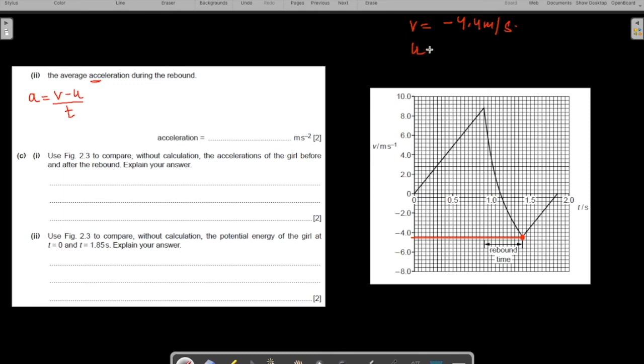What was the initial velocity at the earlier point of time? 8.8. We had just found out in the previous question that this is 8.8, and this is minus 4.4. Do not ignore the signs. This is something I have been telling you again and again. Be confident with the signs. Right? So what do you get? v is minus 4.4 minus 8.8. And how much is the time taken for this change?